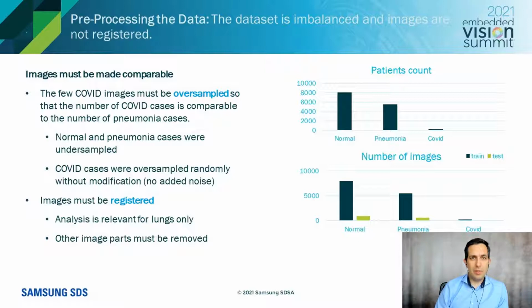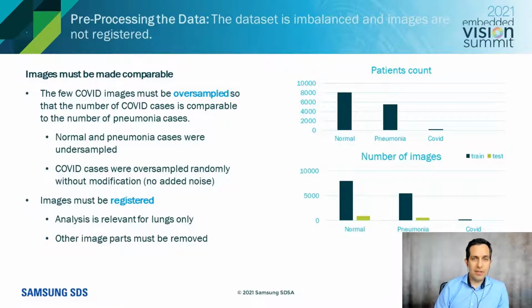Many people add noise, for example, to create a slightly different image. In this case, lung X-rays are not particularly diverse, and so we did not add noise or anything of the kind. The oversampling was done in the most trivial ways. In other words, the same image was chosen more than once without any modification. In that way, we chose the same number of normal, pneumonia and COVID images to train the AI system.